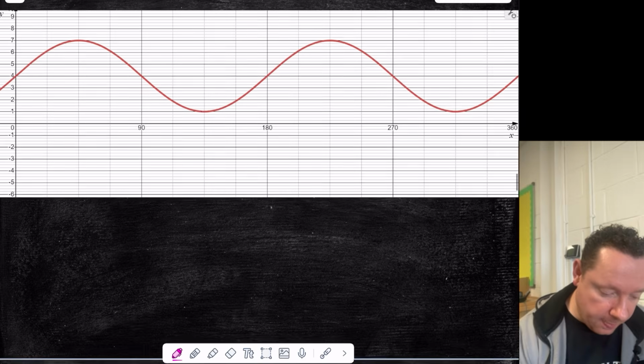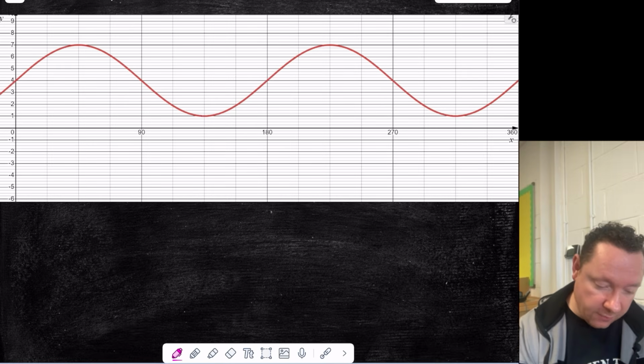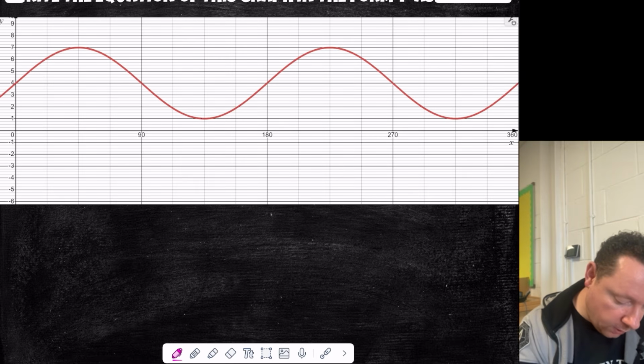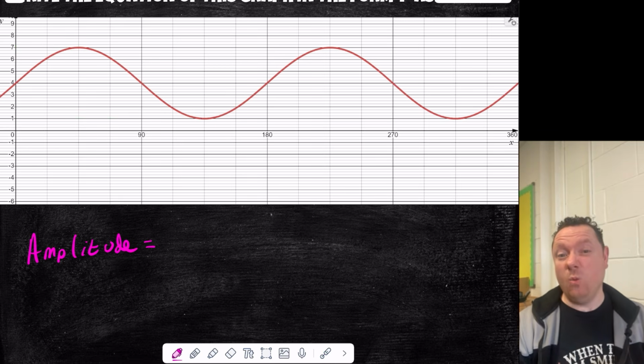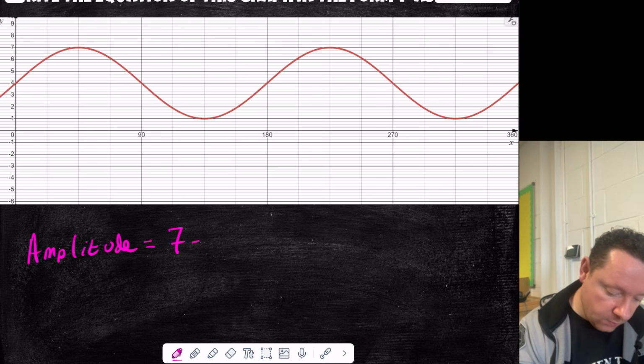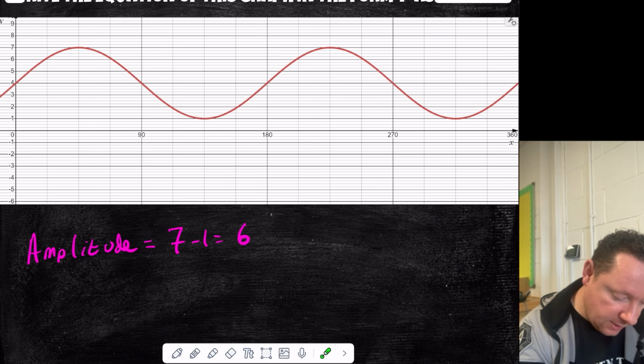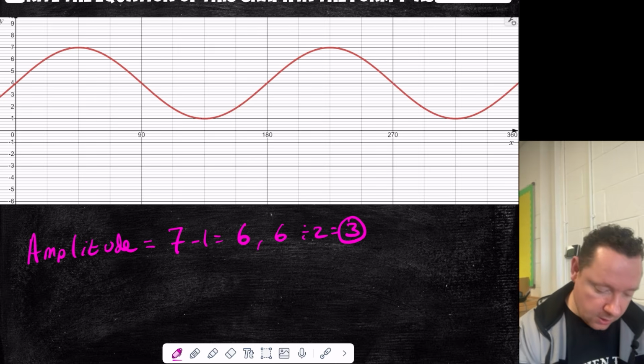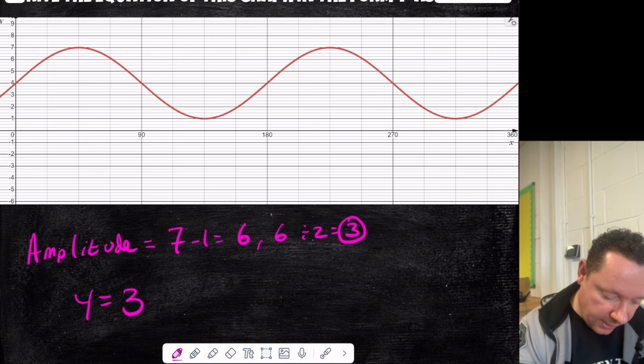If we go into looking at working out the equation from the graph, it says, write the equation of this graph in the form y equals a sine bx plus c. So we need to work out the amplitude. Now, how are we going to get our amplitude? Well, the easiest way to do that is find your max at 7 and find your min, that's 1. So it goes between 7 and 1. So I'll do 7 take away 1, which is 6. So that whole space it's taken up is 6. So the amplitude is 6, but then I just divide by 2. So 6 divided by 2 is equal to 3. Our amplitude is 3. So that's the number in front. So we've got y equals 3 sine.